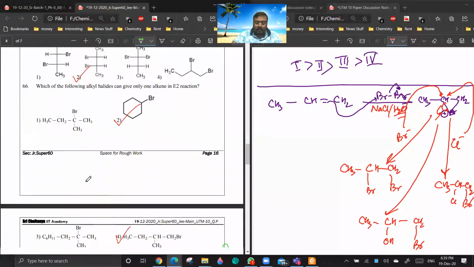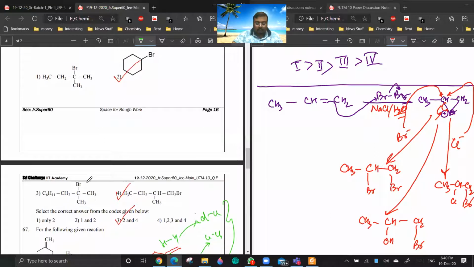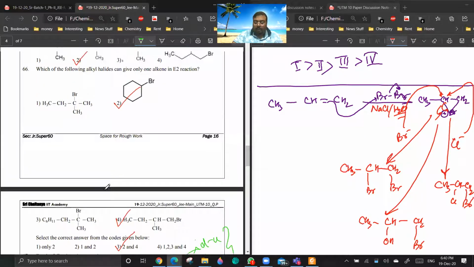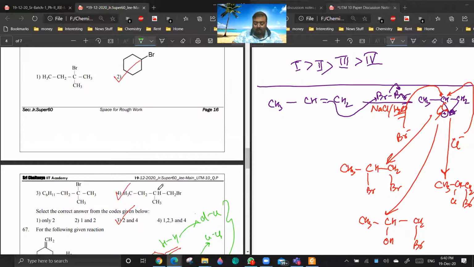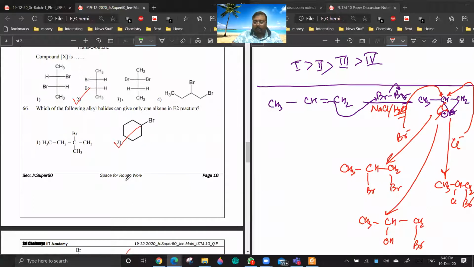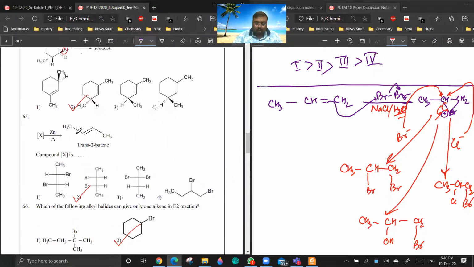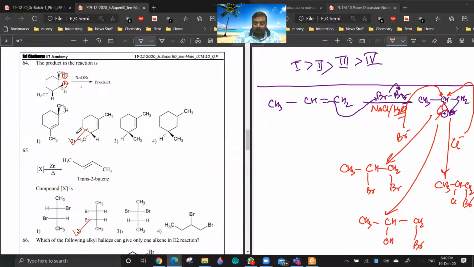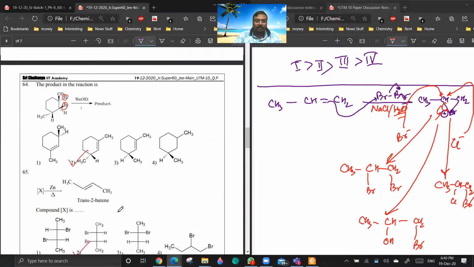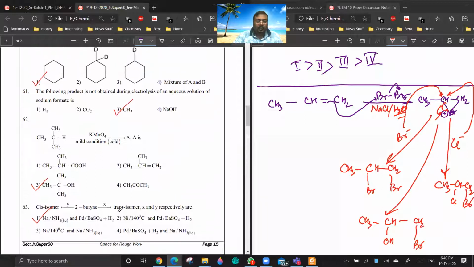After this, 66. See, you just have to look for the compounds which contain only one type of beta hydrogen, which are 4 and 2. Getting a point? 66 is done. So 64 and 65. Any doubts? I think we have discussed this in the class. This also we have discussed in the class. Then 61 to 63.